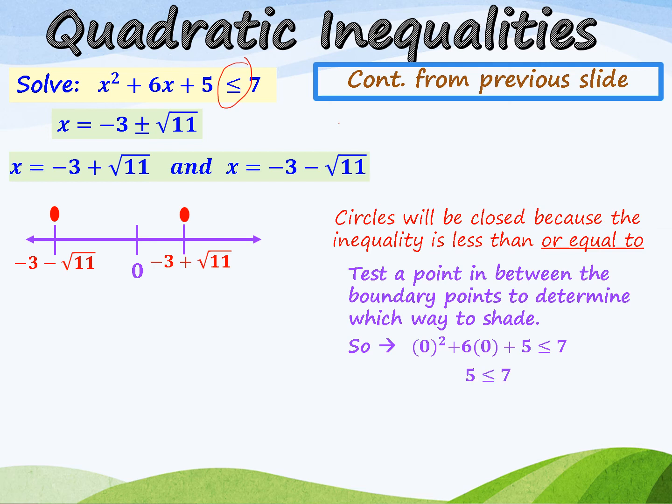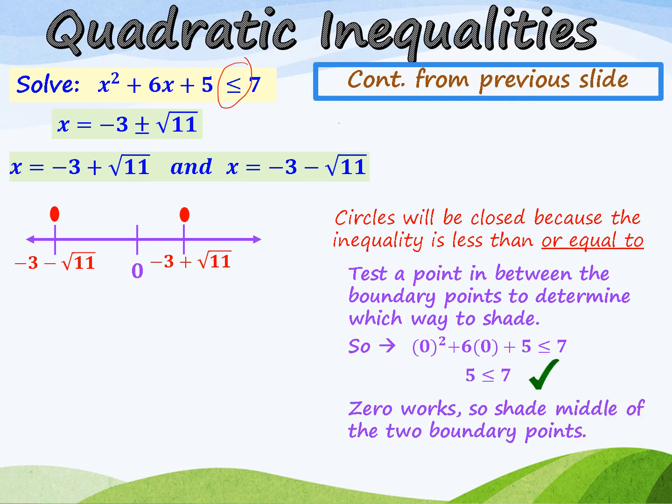So 5, is 5 less than or equal to 7? Yeah, it is. So it made it true. So that means I'm going to shade in the middle of my two boundary points. So I'm going to shade in the middle there. Okay, now I've got the graph, but I have to write the inequality that matches it.